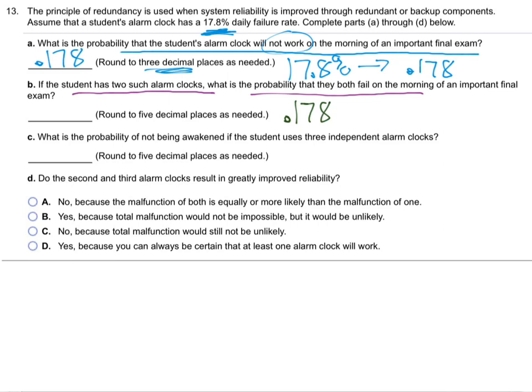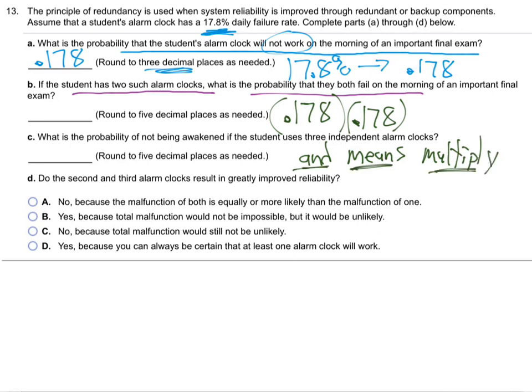So 0.178 times 0.178. You actually multiply those together. That's how you do the "and" thing there. Is that making sense? So the first rule: "and" means multiply. That's the main principle I want you to see. Remember earlier we were doing "or"? Let me write that. "Or" means add. That's the title of this section. It's multiplying and adding when you do it.